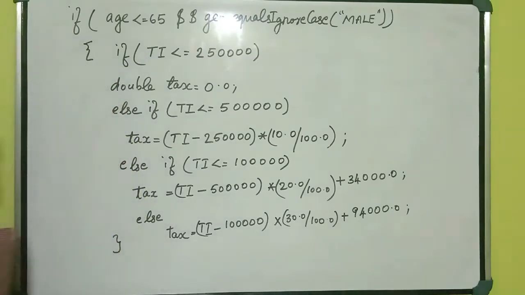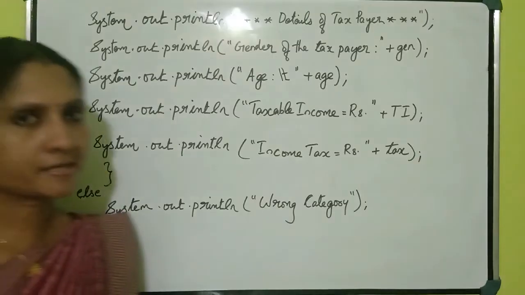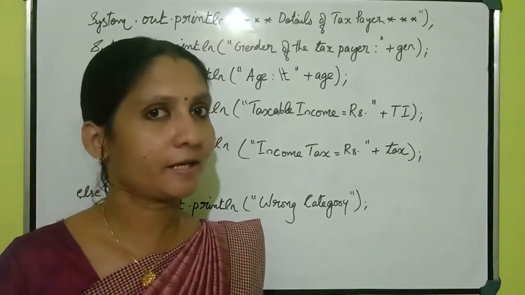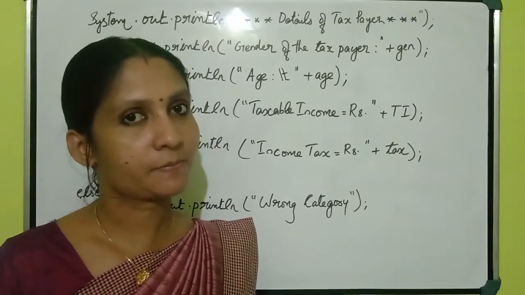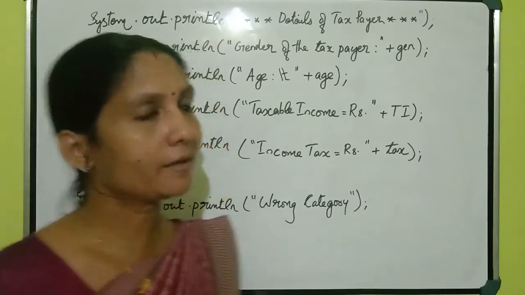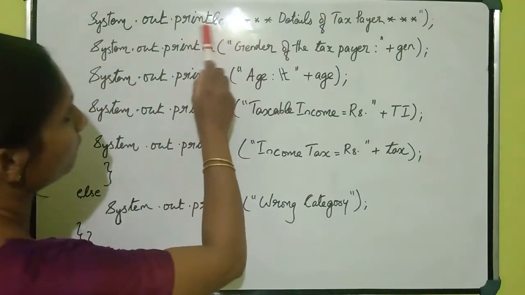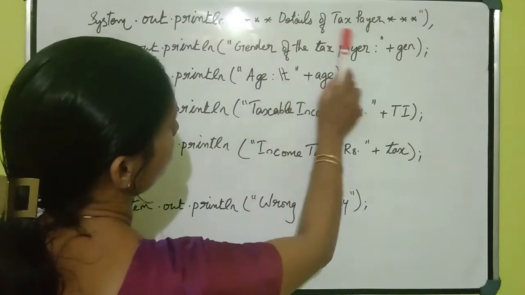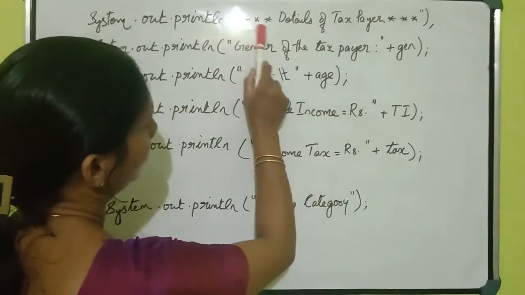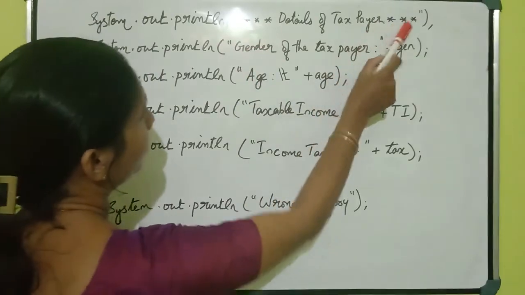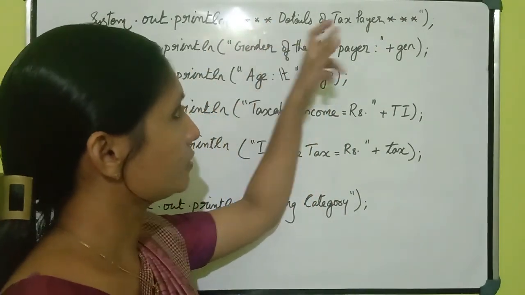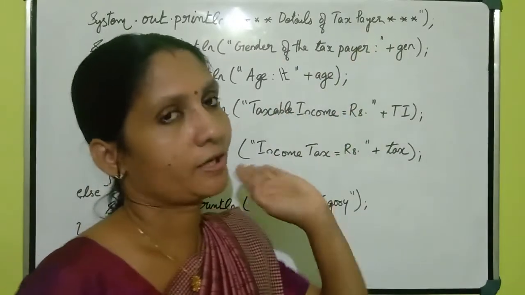That I will show you how to write. What is the next step? We need to print some values. What are they? Output variables. What are they? Age, gender, taxable income and the tax. How can you print that? First, within System.out.println, we have to give the heading like this: Details of taxpayer. Okay. And I have given one symbol here, that is just for beauty. You can avoid this one also. Just give this line only.